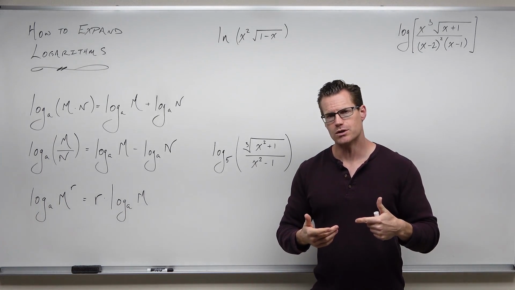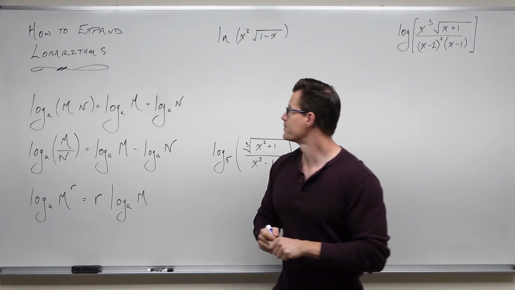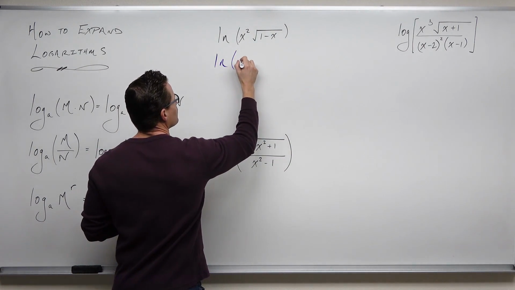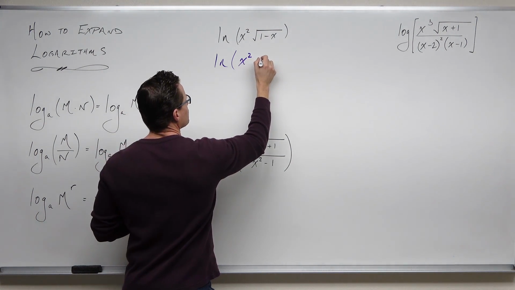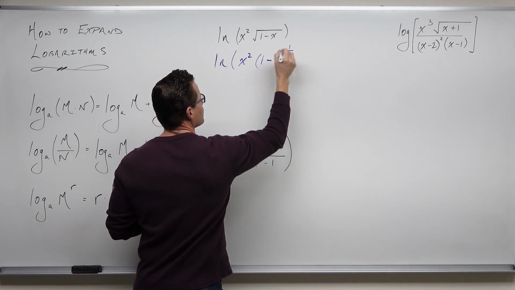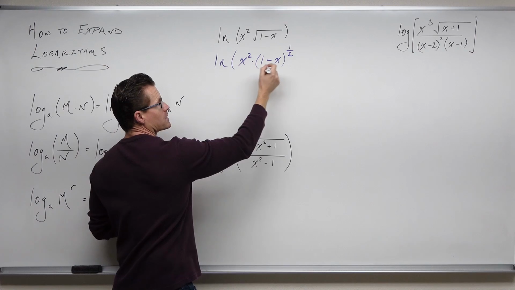The next thing we're going to do, we're going to write that radical as a 1/2 power because that is a square root. We're also going to explicitly show that there is a product here.